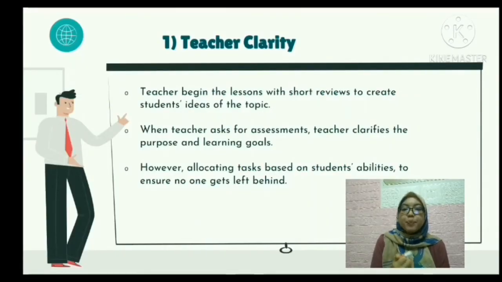For example, teacher begins the lesson with a short review of previous learning to create student ideas of the topic. And then, when teacher asks for doing some assessment, teacher must clarify clearly the purpose and the learning goal. It is ideal to also present some model or example to the student so that they can see what the end product looks like. And also allocate tasks based on student ability to ensure no one gets left behind.